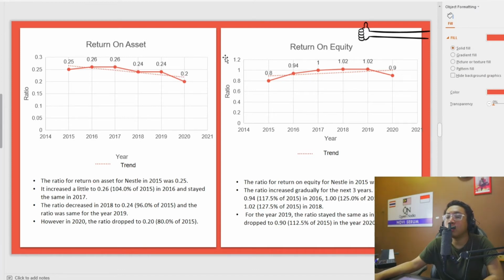For the return on equity, in the first year it had 0.8. After that, it increased to 0.94, and then it increased to 1.0. After that, it's stable at 1.02 for 2 years, and then it decreased to 0.9.